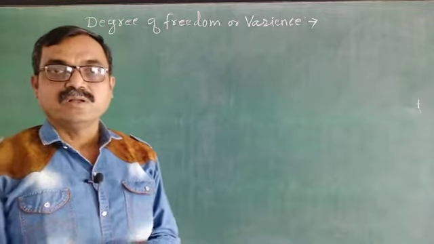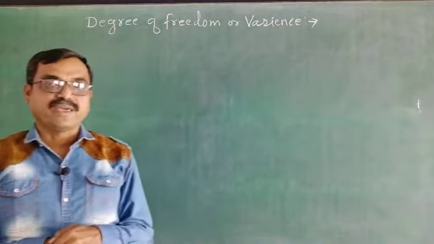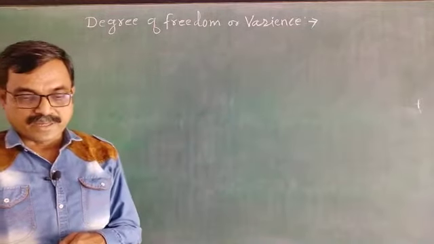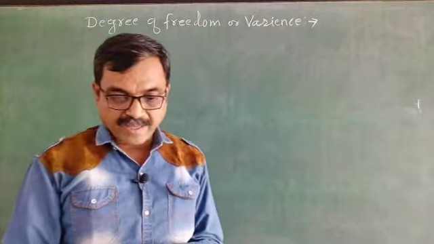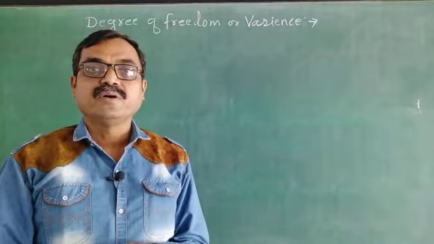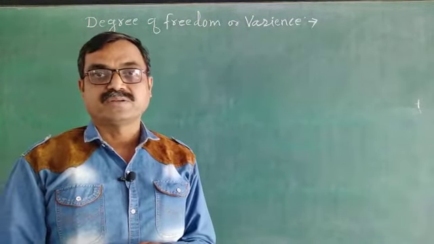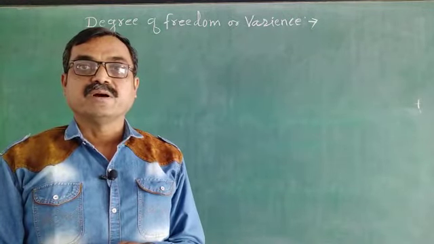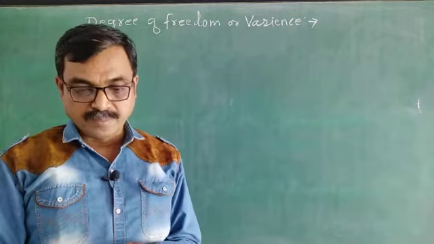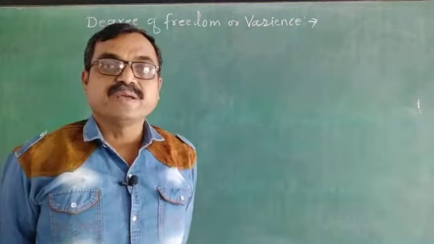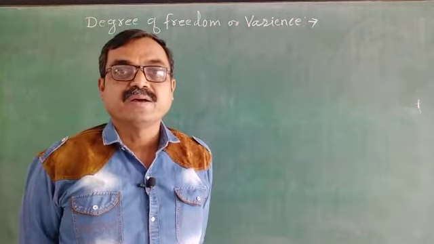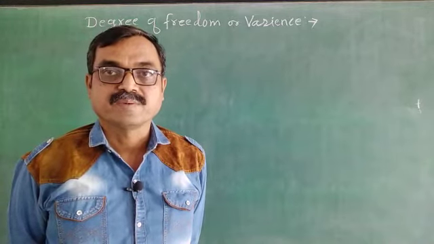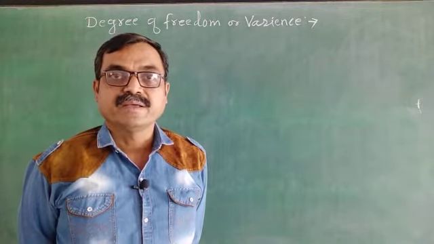First of all, see the definition of variance or degree of freedom. This degree of freedom can be defined as the number of variable factors like pressure, temperature, concentration or composition which must be required to specify a system at equilibrium. समझ में आया? What is meant by degree of freedom?